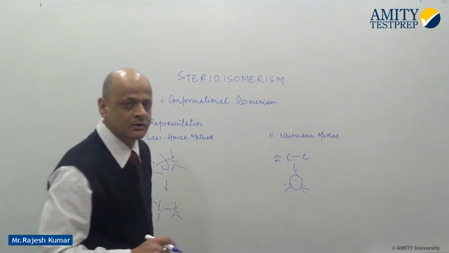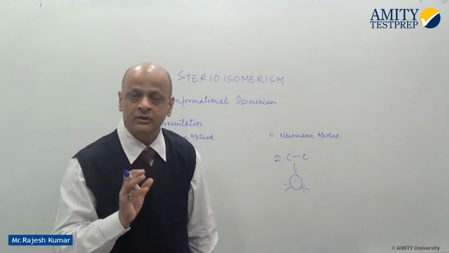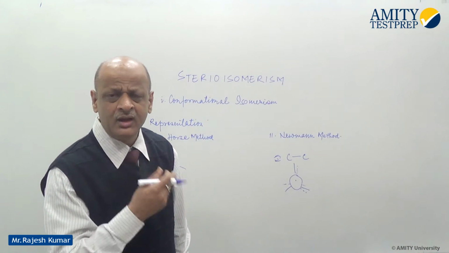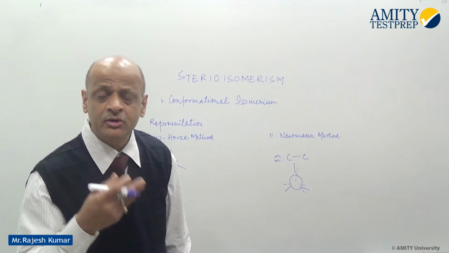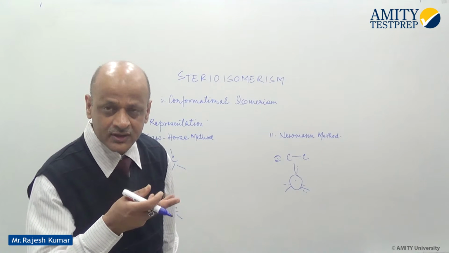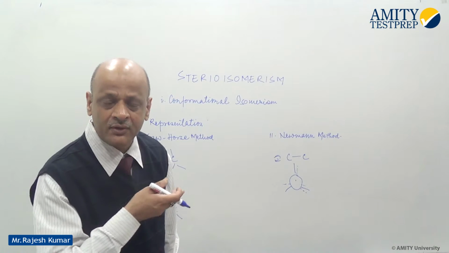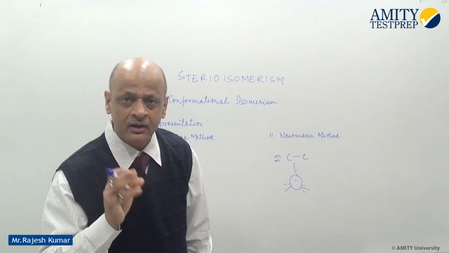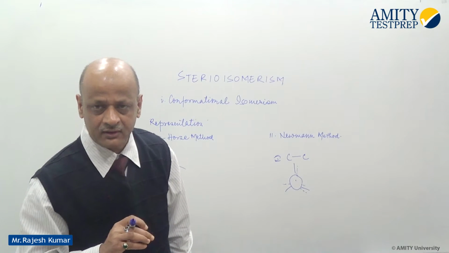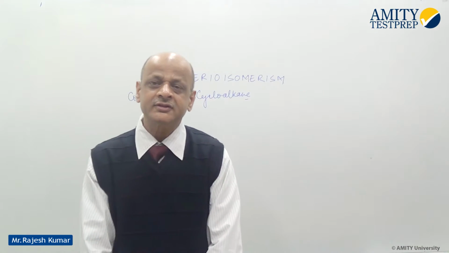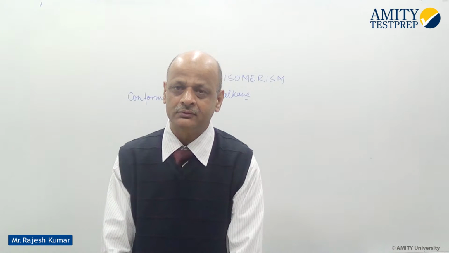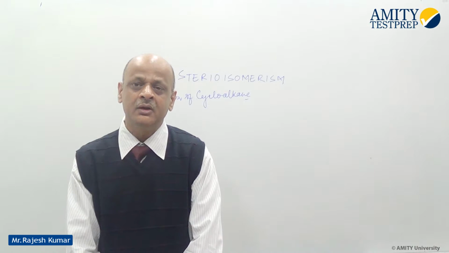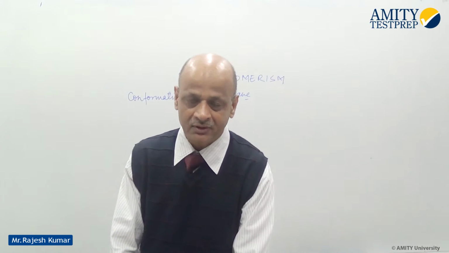So in the Sawhorse method, the molecule is viewed across the bond from the side. But in the Newman method, the molecule is observed from the front, along the bond. Now we will discuss conformational isomerism in butane, and we will represent all the stages of the conformational isomerism by the Newman projection or Newman method.